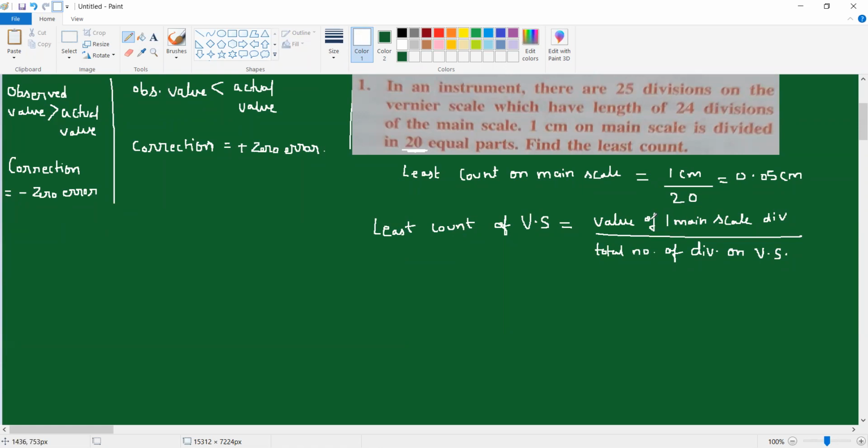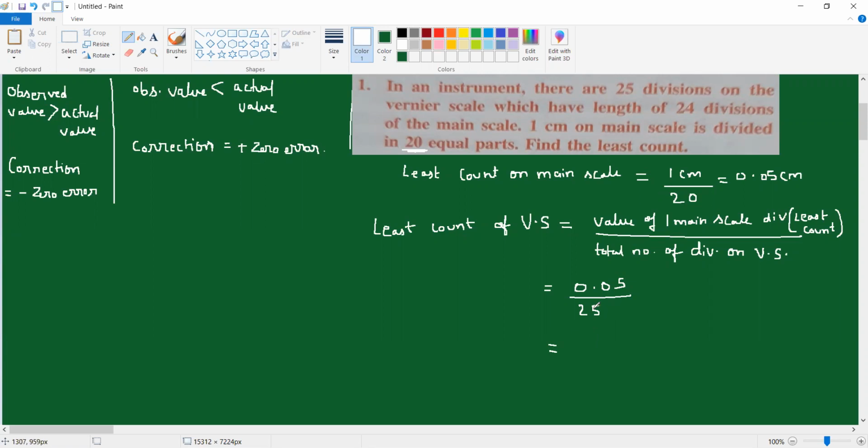Here the least count on the main scale is 0.05 centimeter, so we can write it as the least count on the main scale, 0.05. And how many divisions are there in the Vernier scale? 25. Correct. Everybody getting this? So we will divide this.